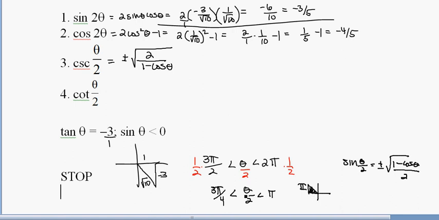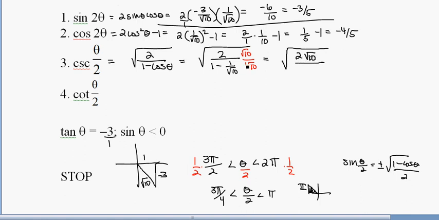But we've already established that our half angle is in the second quadrant. So therefore, we just want to make this positive, so we'll just get rid of the plus or minus sign there. So I get 2 over 1 minus cosine theta, where cosine theta is 1 over radical 10. So I'm going to multiply by a common denominator of radical 10 over radical 10. So I get the square root of 2 square roots of 10 all over radical 10 minus 1. And though this is one of the most unattractive answers we've seen, I'm good with that.